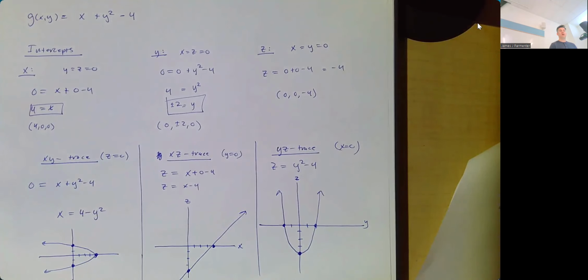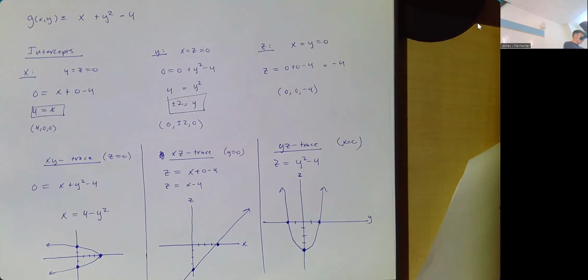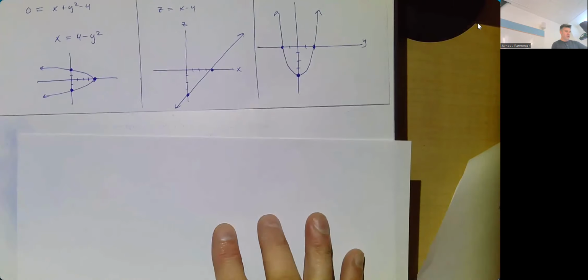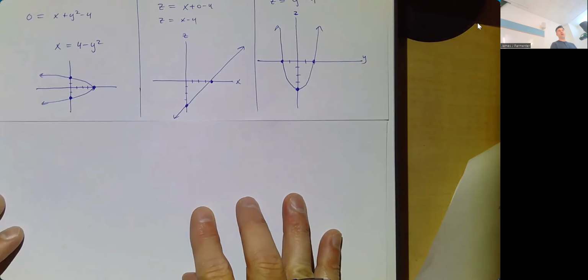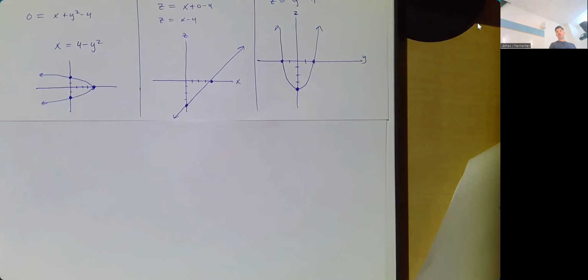One more thing I want to say about trace, and then we can talk about something else. The other thing I wanted to mention is that it's possible, although I don't really anticipate it, someone could ask you to graph something where one of the traces was non-existent. Here's what I mean by that.